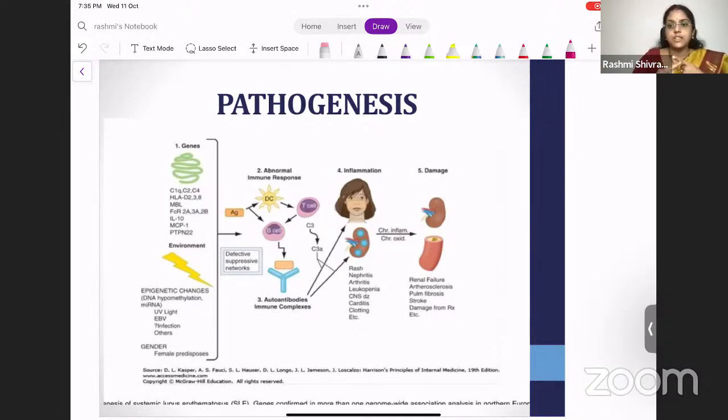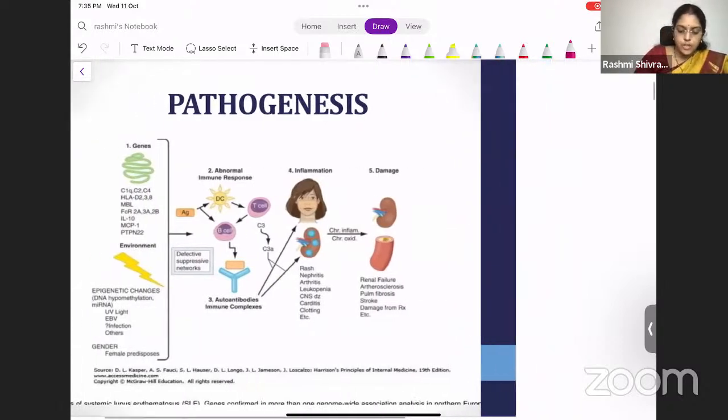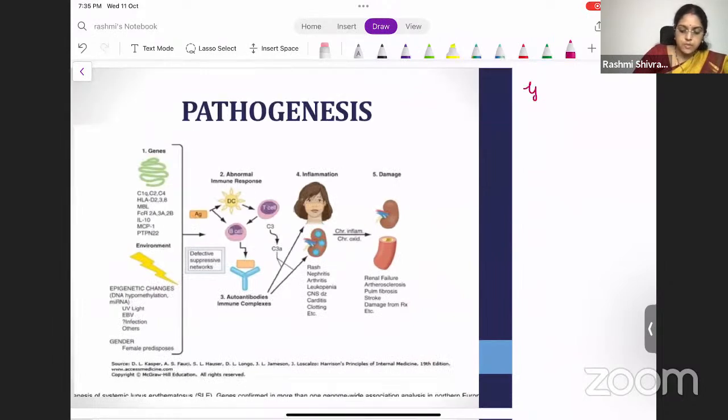So what is the first thing? There should be a genetic predisposition. Genetic predisposition is very, very important. Among that, what are the most important genetic predispositions that we need to know about? What is the most important? A few HLAs are very, very important.